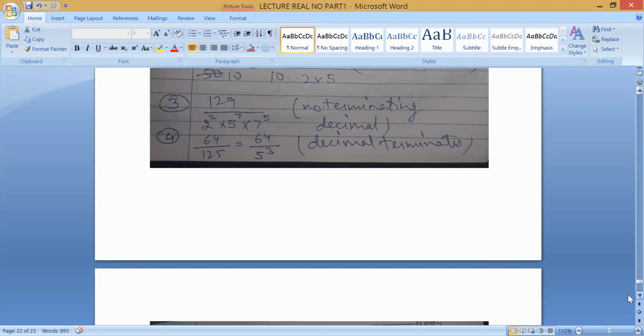64 upon 125 is there. So 64 upon 5 to the power 3. So again here in the denominator 5 to the power 3 is there. The decimal terminates, and directly here 2 is not given. So you will say that it will terminate after 3 places.